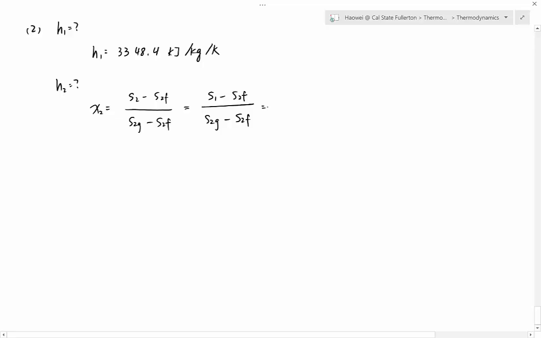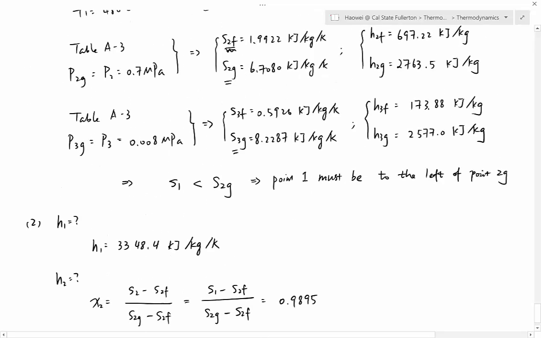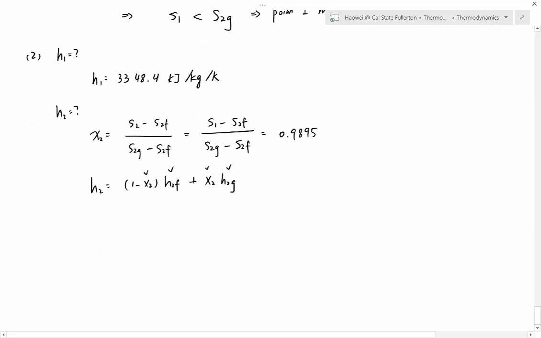Okay, so now you can just plug in all the numbers, and our solution is 0.9895. That's x2. And now, finally, I can find h2. h2 is 1 minus x2 times h2f plus x2 times h2g. I have quality x2. I also have h2f, h2g. We found them from earlier, right here. So we just plug and chug. Our solution for h2 is 2741.8 kilojoule per kilogram. That is H2.